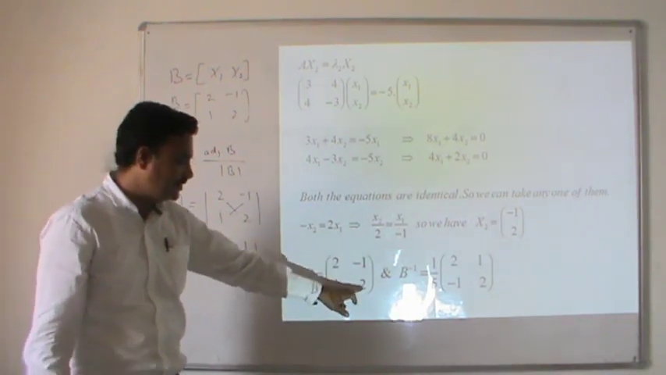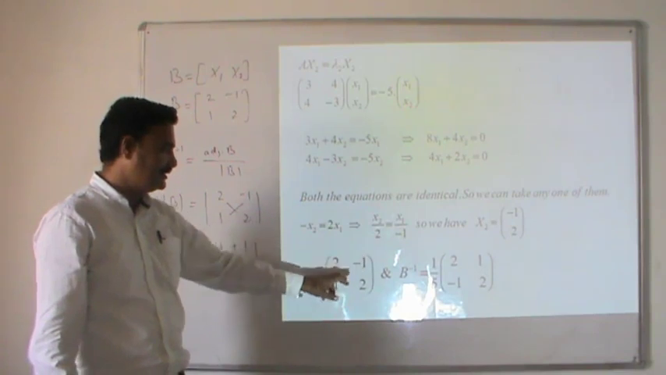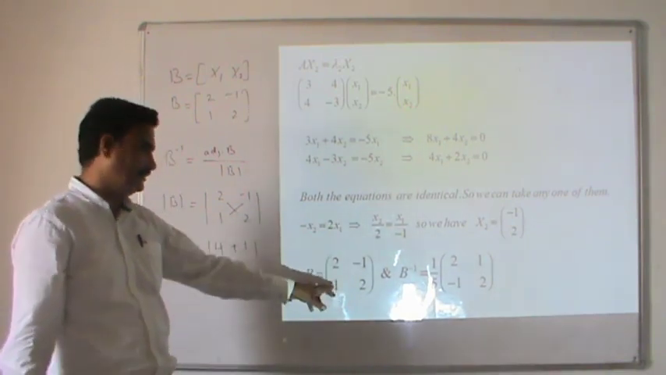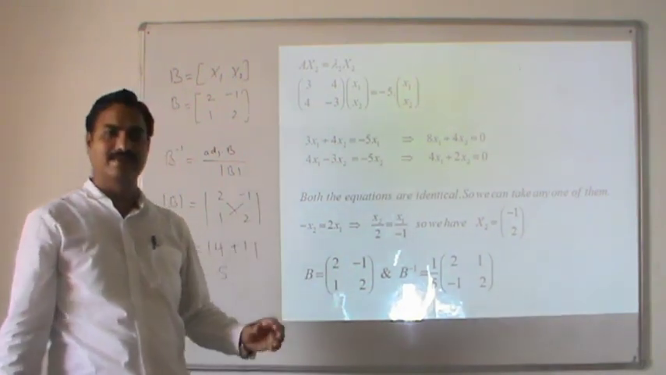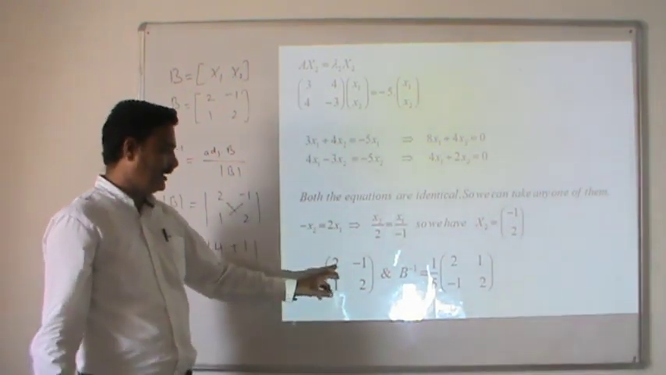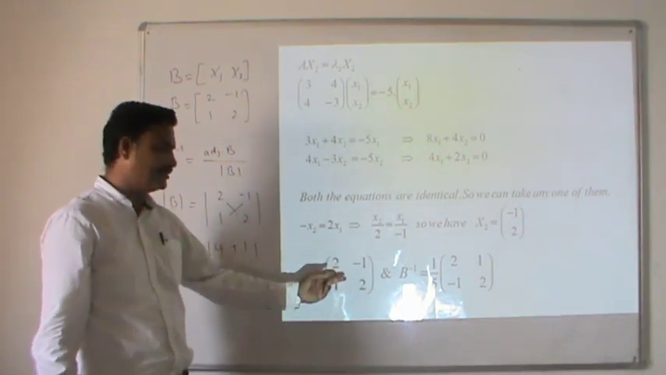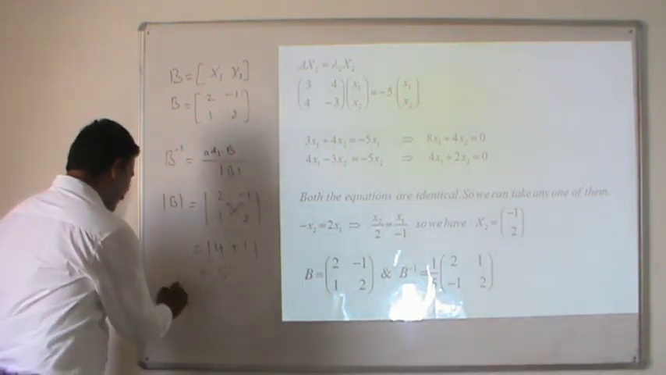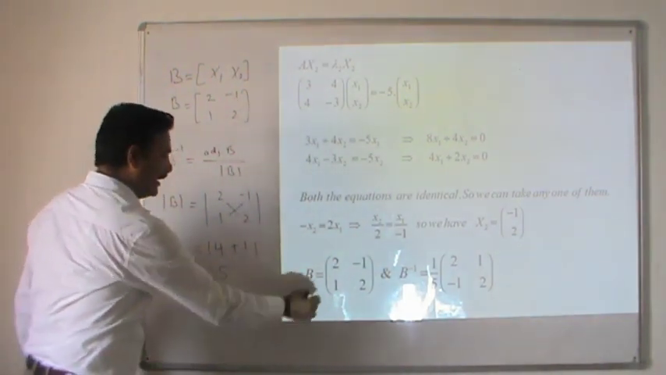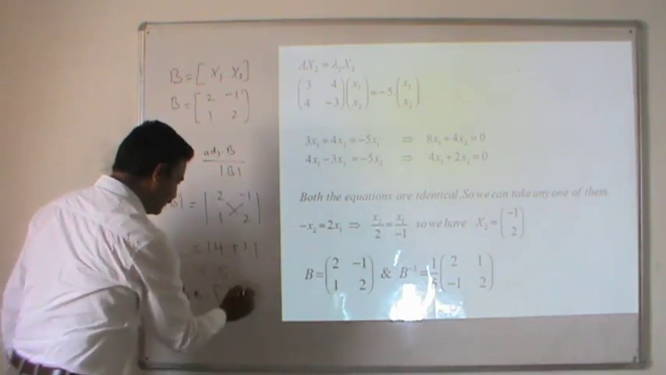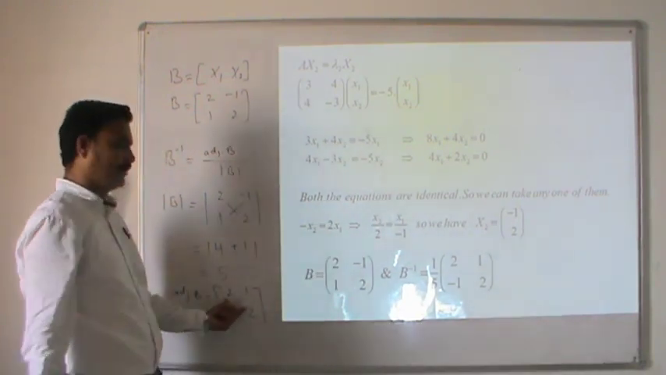So we just interchange the elements in the principal diagonal and we change the sign of the other diagonal elements. Because here in the principal diagonal we have similar elements, it remains the same. Otherwise, if there are different elements, definitely we interchange them. So your adjoint of B will be 2, 2, and we change the sign. Instead of minus 1, we put 1, and for 1, we have minus 1. And this is the adjoint of B.